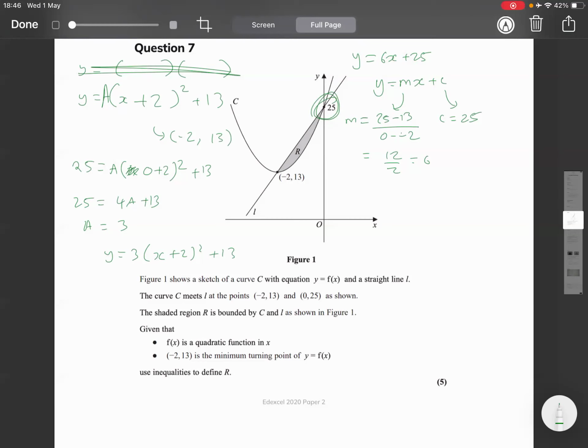And then the region R is just defined as being above 3 times x plus 2 squared plus 13, and below 6x plus 25.